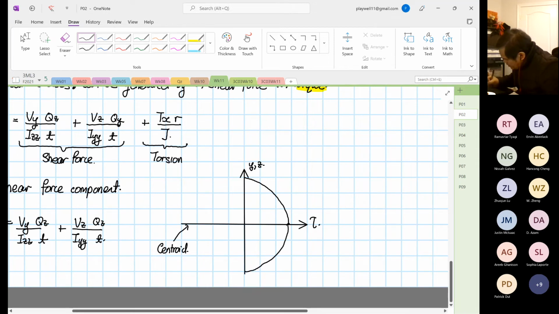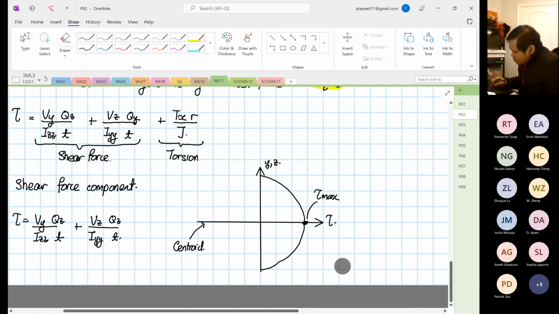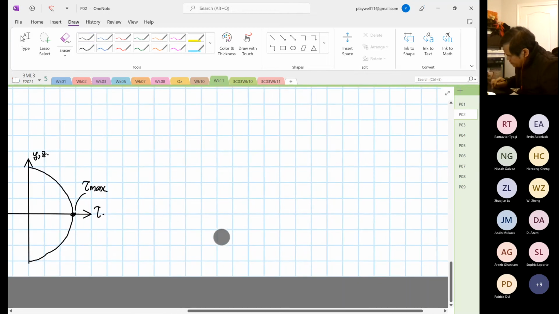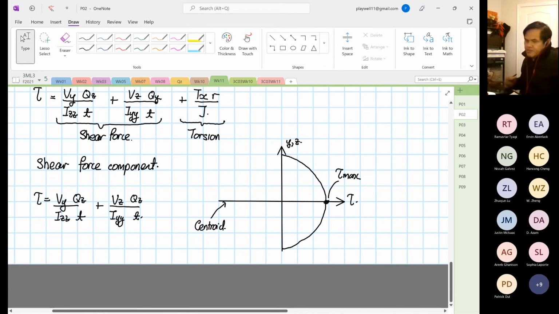Okay. At this point over here, this is where you have your tau max. So this is the shear force component. Then if I were to construct the torsion component, let's see. I'll let you guys copy first. Then the next one, I'm going to explain about the torsion.